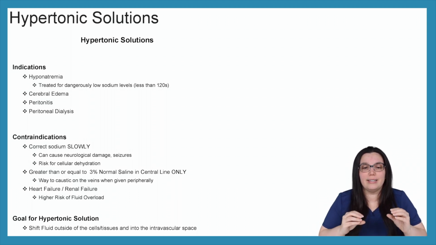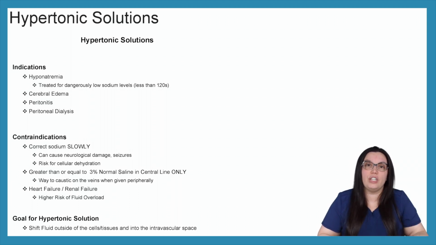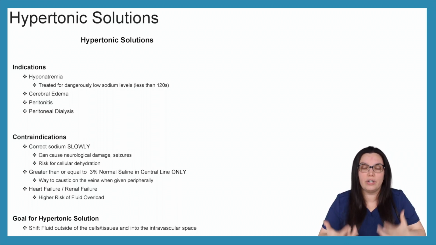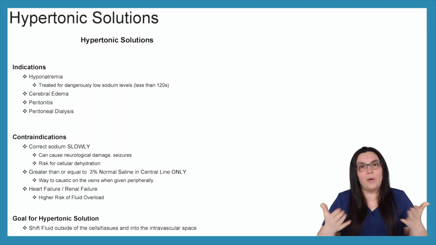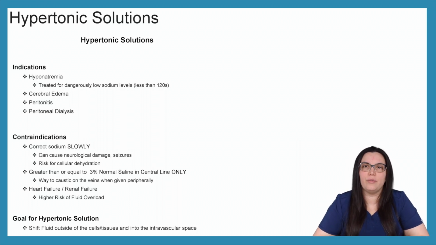So if we've got these chronically low hypernatremic patients, then we start to see increased risk for seizures. We need to have that salt. It helps us maintain our neurological functions. It's one of those positive and negative cations that we talked about before.